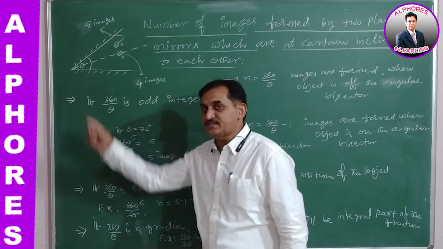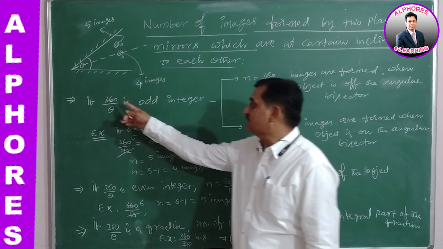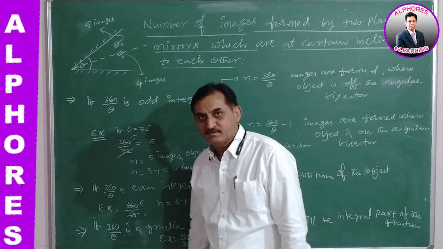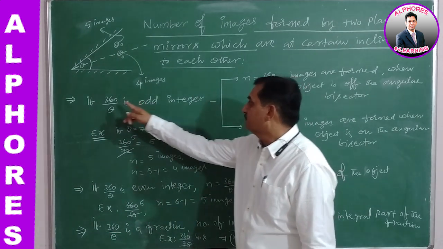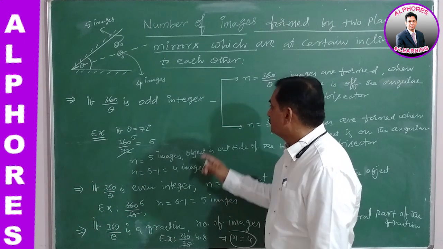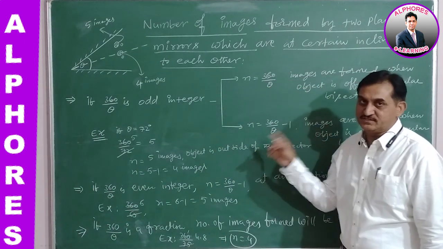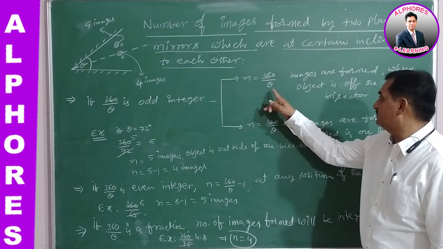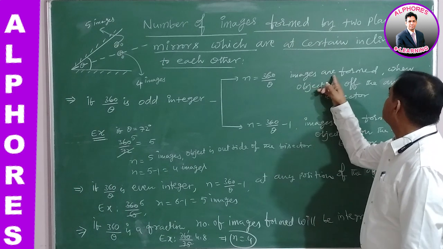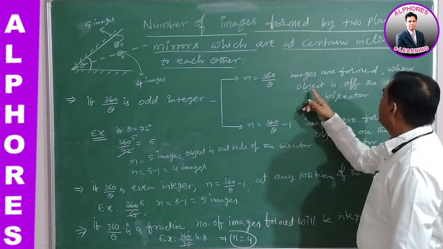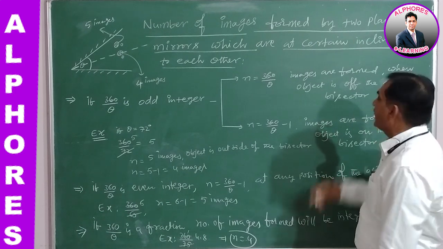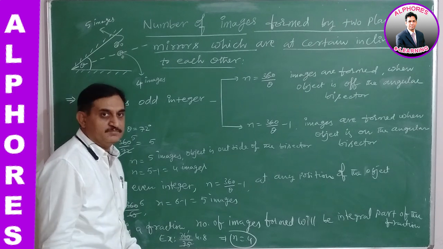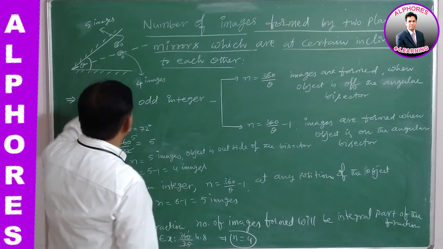See, go for the first case. If 360 by theta is an odd integer, then there are two cases. Case 1: the number of images formed will be 360 by theta when the object is off the angular bisector. Means, how many images are obtained by multiple reflections by the two plane mirrors?